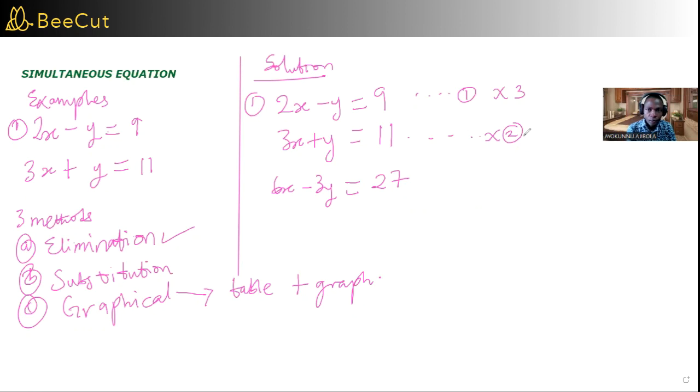Now, the second one, 2 times 3x also gives me 6x. So I have achieved the agenda of making them the same. Then we have 2 times y to be 2y. That's positive 2y. Then 2 times 11 gives us 22.